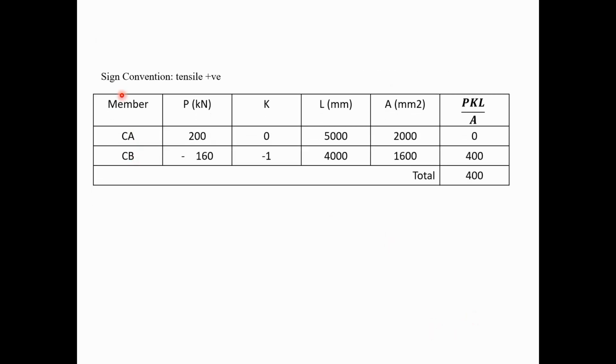Again, by computing all the results in tabular form: all the member forces, P forces, K forces, length of the member, area of the member, and the PKL by A term. So the first term comes to be 0 because the K force for the CA member is 0, and the second term for the CB member comes to 400. So the summation of the PKL by A terms is 400. Then the horizontal displacement at joint C is equal to 1 upon E summation PKL upon A. So summation of PKL upon A is 400, 400 divided by 200. Then the displacement of joint C in the horizontal direction comes to be 2 mm.